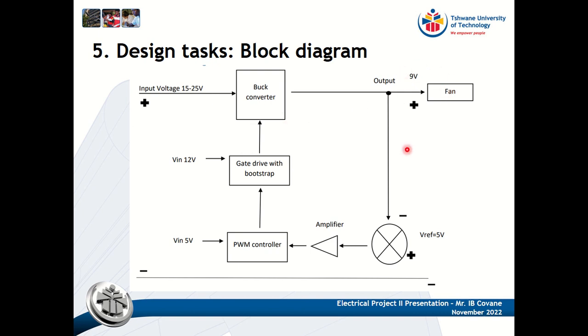So in case the output voltage is not 9 volts, the comparator amplifier will calculate the error and send it to the PWM, and the PWM will change its duty cycle and give it back to the buck converter. As we can see here, our gate drive with bootstrap is supplied with 12 volts and our PWM signal is supplied with 5 volts.